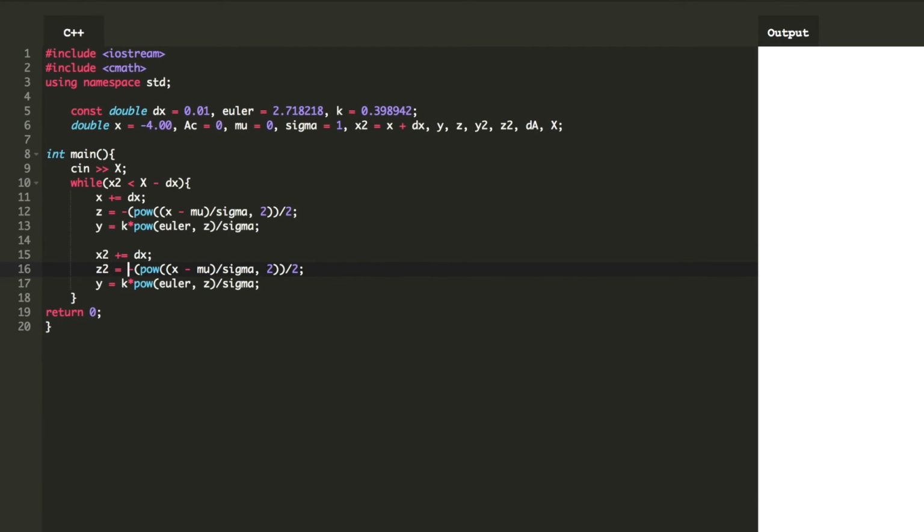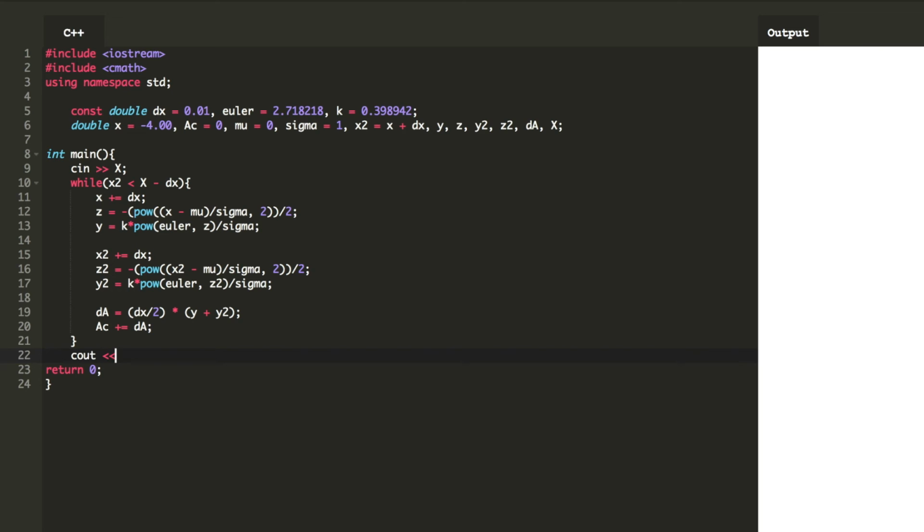So now we can just copy and paste this code and say that x, y, and z is replaced with x2, y2, and z2. We can do this because in our variables we declared that x2 was offset by one iteration. All we need to do now is use our formula for the trapezium rule, and we say that the cumulative area AC is incremented by the change in area dA. And then we can just say print or cout AC.